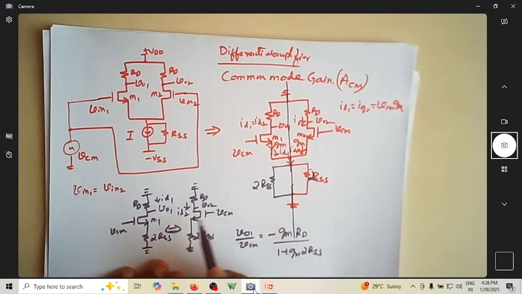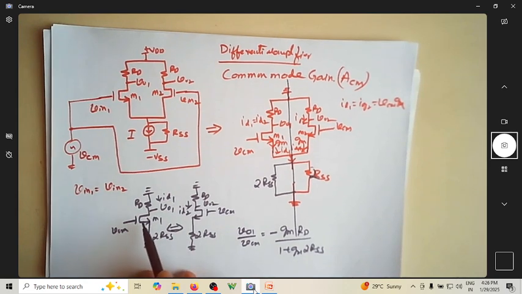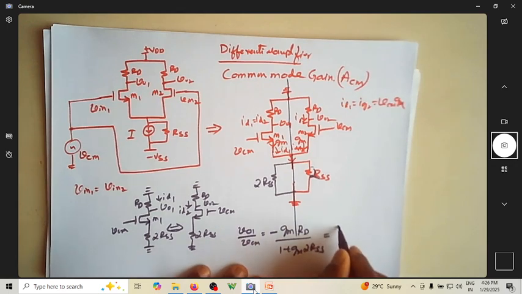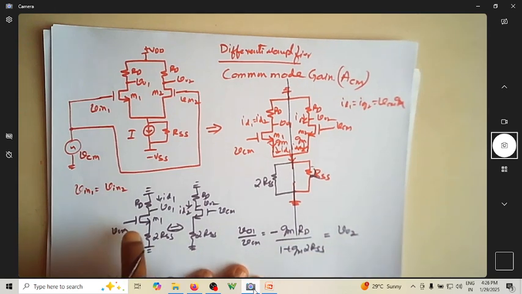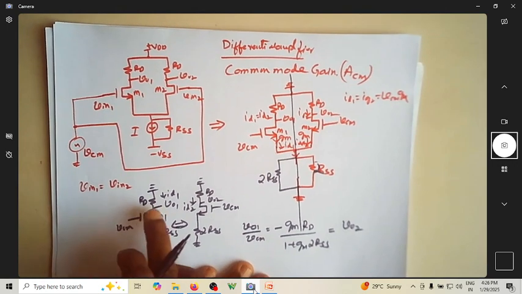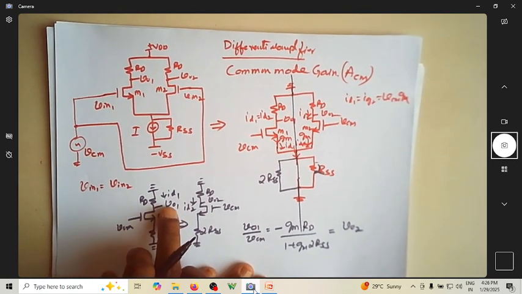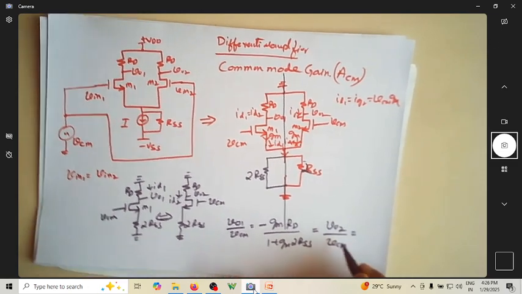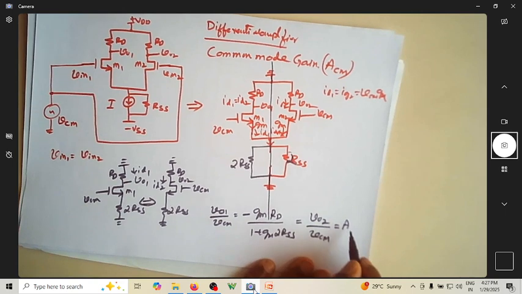So this is the expression for gain of a CS amplifier with a source degeneration. This is V01 by VCM, which is also equal to V02 by VCM, because V01 and V02 are identically the same. Whatever gain that I have for V01 by VCM will be the same for V02 by VCM also. So shall I say this is a gain of an amplifier with common mode input but measured single-ended.